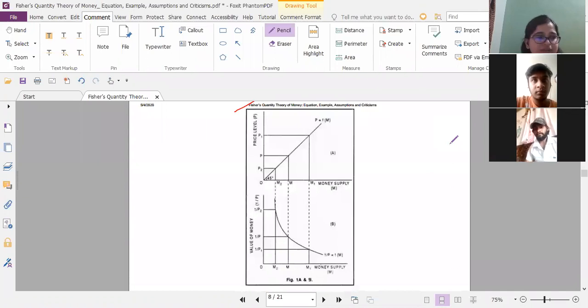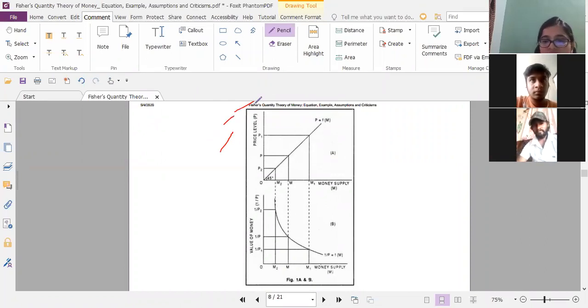Okay, we'll look at this graph. So this is another important graph. See, under the explanation of this theory, the equation and this graph, both are very important. You should not miss out on this. You must write that equation and this graph. Okay, a little graph explanation.